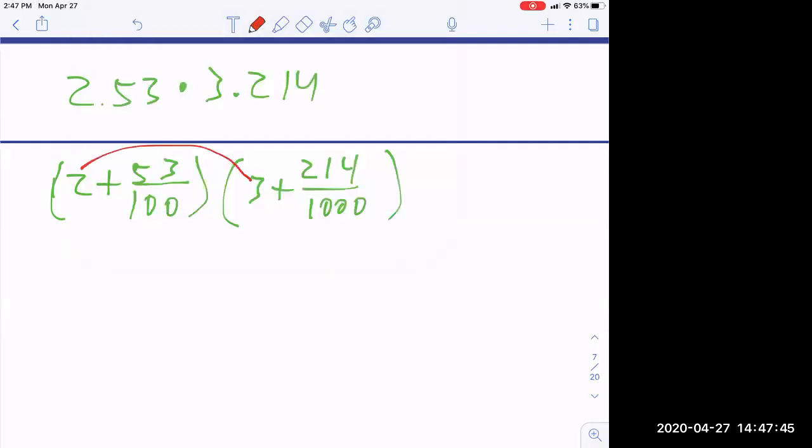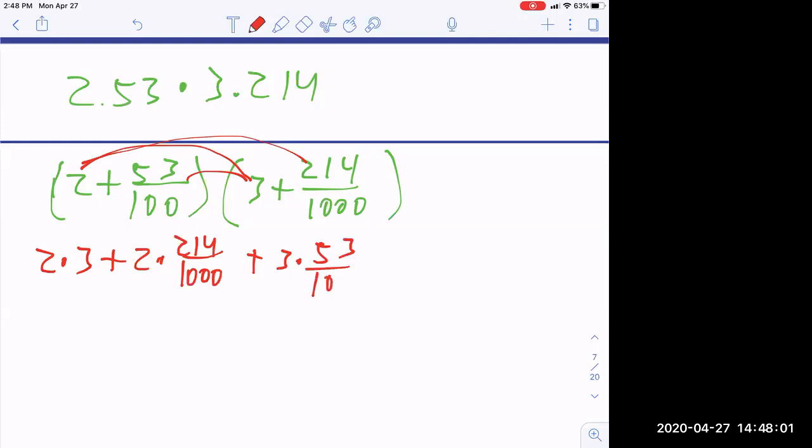But I need 2 times 3 plus 2 times 214 over 1,000 plus 3 times 53 over 100. And now here's the big one. 53 over 100 times 214 over 1,000.